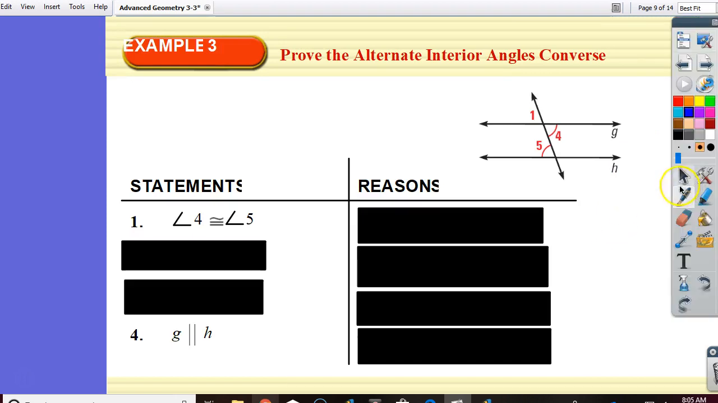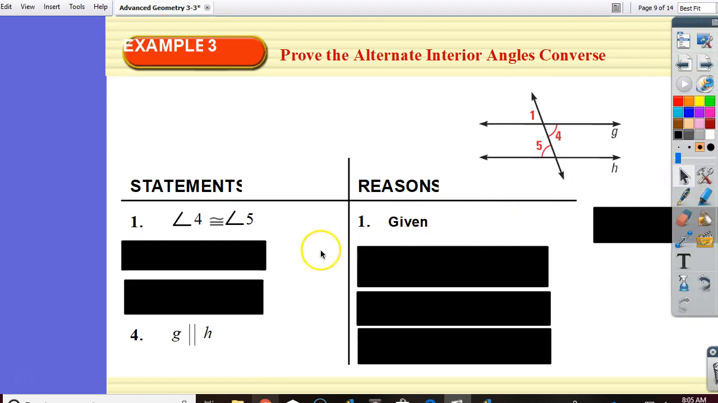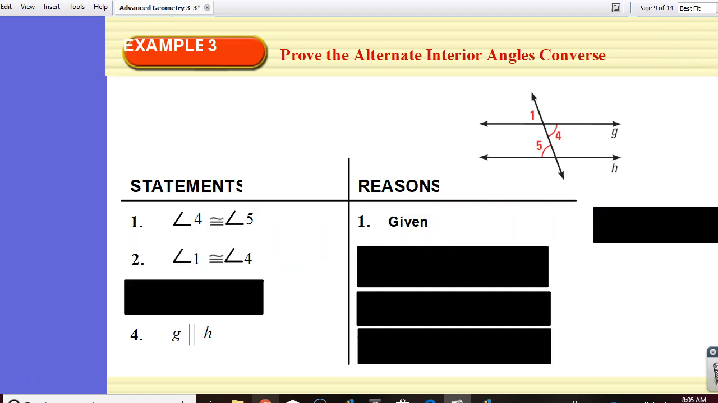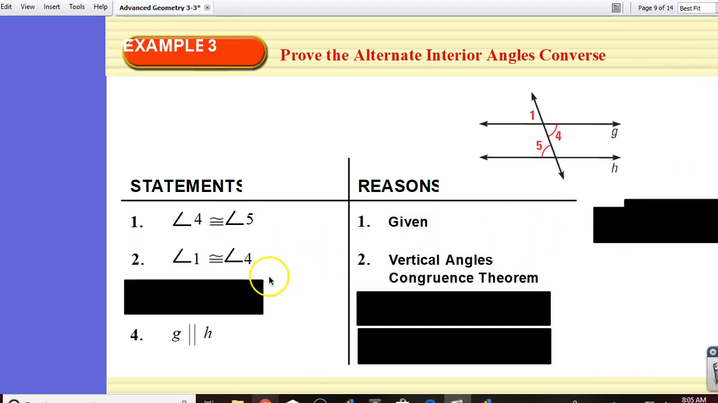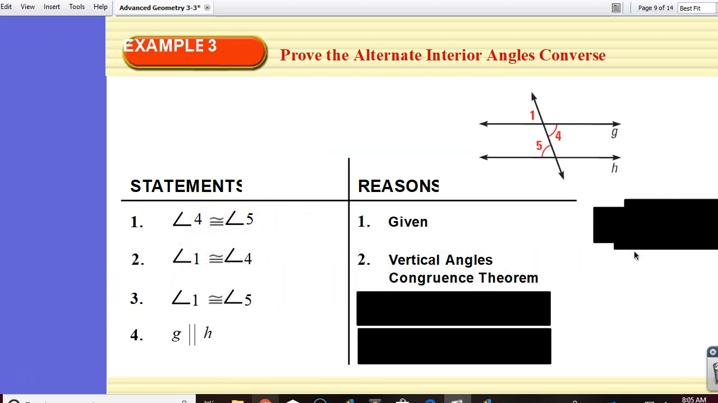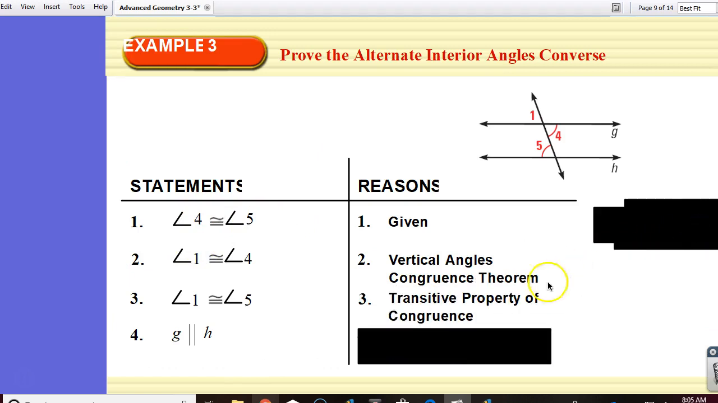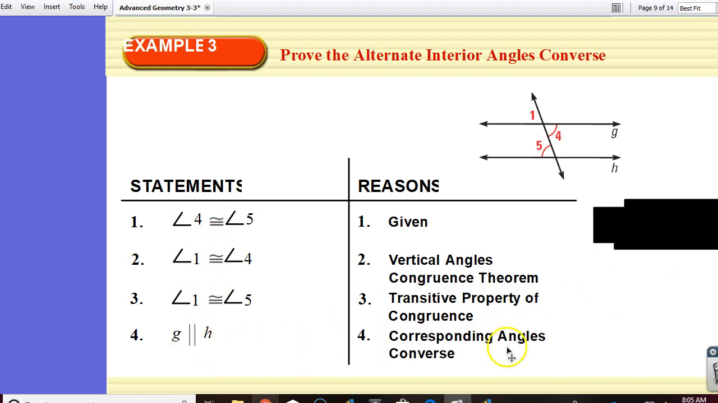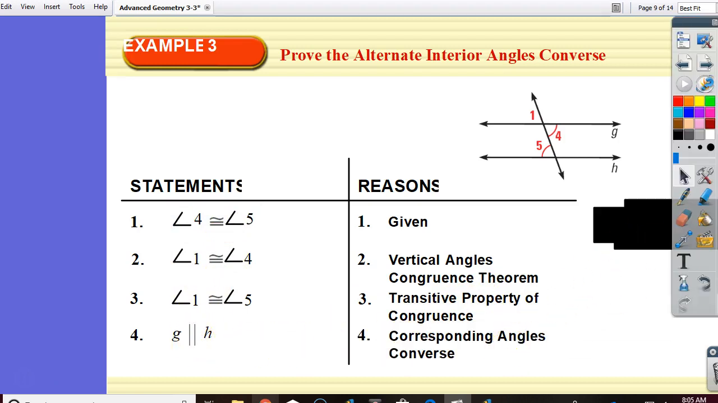Oh, is this it? So just showing you, a nice handwriting. They're doing 1 and 4 because of vertical angles. Then they both have a 4, so 1 and 5. Transitive, right? So you're subbing a whole side for a whole side. And they're parallel by the corresponding angles converse. So you can see they did exactly what we just did.